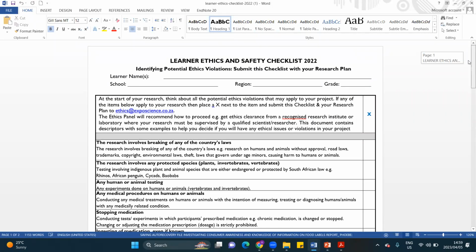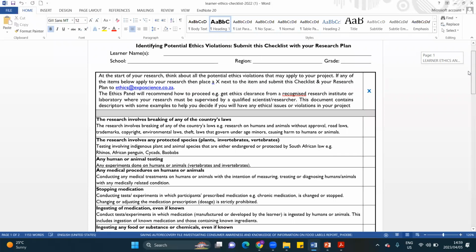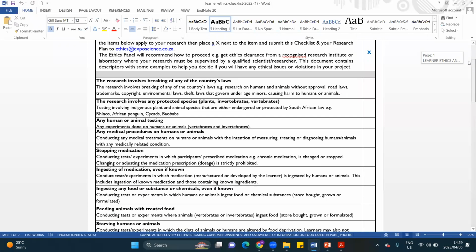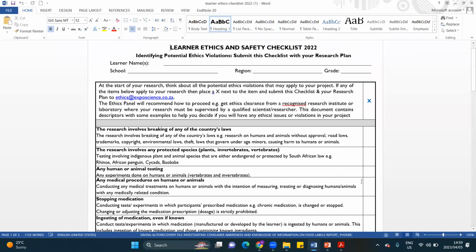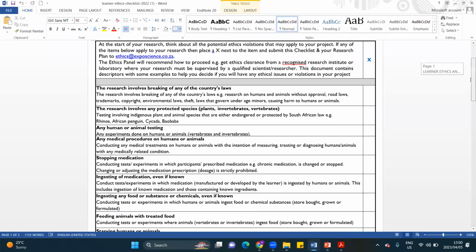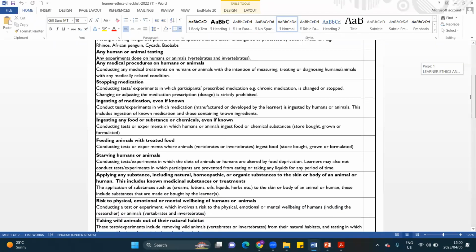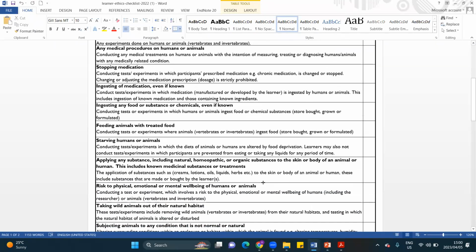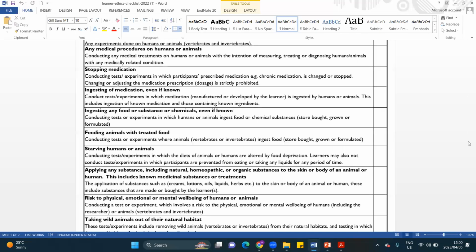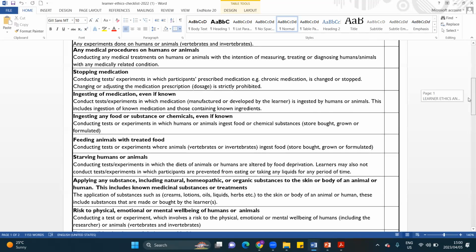Remember, we did say, once you go through this, if there's an X anywhere, medical procedures are not allowed, and any human or animal testing is not allowed. What pertains specifically to social sciences, I think it's this one, Nico, the risk to physical, emotional, or mental well-being. I hope you can see it. Is it large enough? Yeah, that's good enough to read.